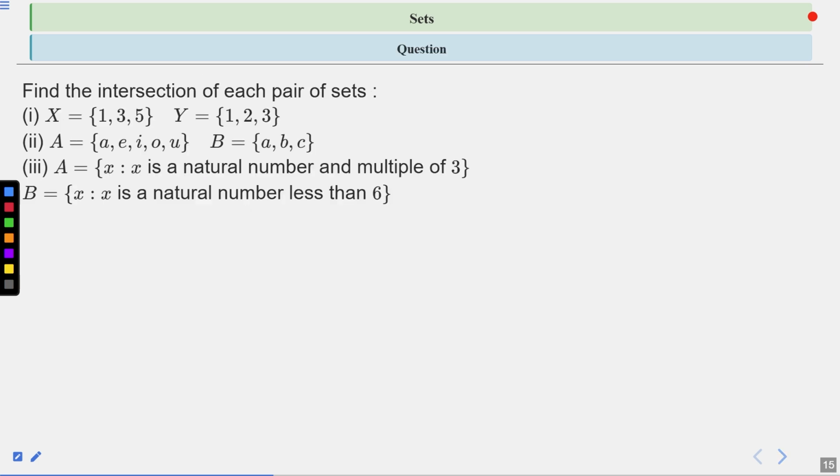Now, this question is related to the intersection. Here we are given some pairs and we have to find out the intersection between them. In first, X set is 1, 3, 5, Y is 1, 2, 3. In second, A set is with elements A, E, I, O, U, B is A, B, C. In third, set builder forms are given to us. A, collection of all X such that X is a natural number and multiple of 3. And B, collection of all X such that X is a natural number less than 6. So, you will have some seconds to try this problem, and then afterwards, we will move on to the solution slide. So, your time starts now.